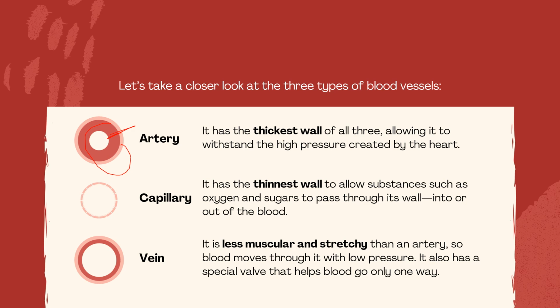Now the capillary has the thinnest wall compared to the others, to allow substances such as oxygen and sugar to pass through its wall into or out of the blood. Now the third one is the vein. It is less muscular and stretchy compared to the artery, so blood moves through it with low pressure. It also has a special wall that helps blood go in only one way. So the blood carrying carbon dioxide does not get mixed with the blood carrying oxygen, because of the veins.